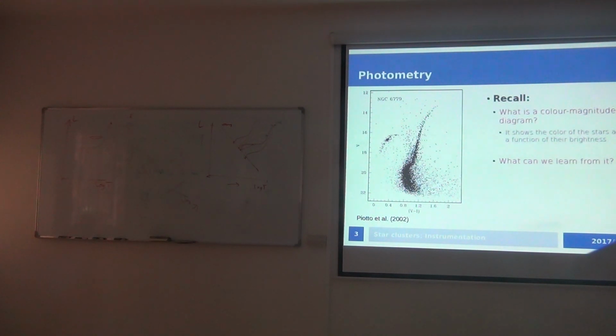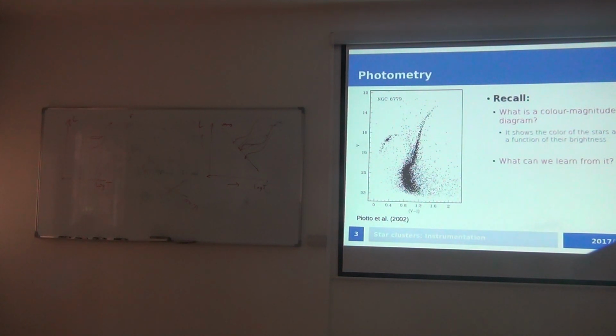So now, can somebody tell me what we can learn from it? If we look at something like this, what does it tell us about the cluster? Yeah, the age. Exactly. One thing that it tells us is the age, since we can look at the turn-off, and we see that all up here, there's no main sequence anymore. So all of those stars have died already, so it must be a very old cluster.